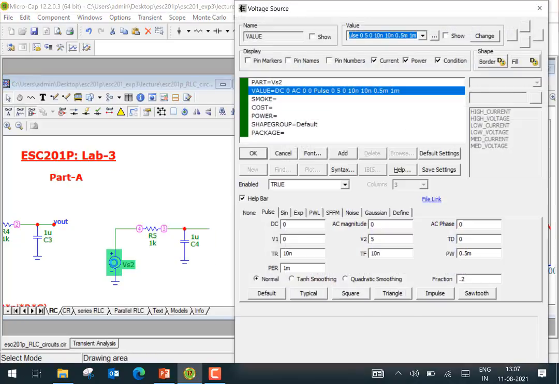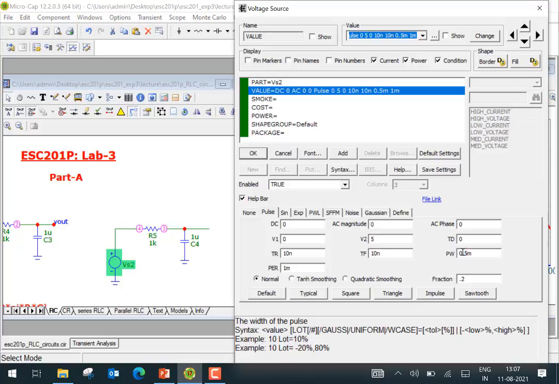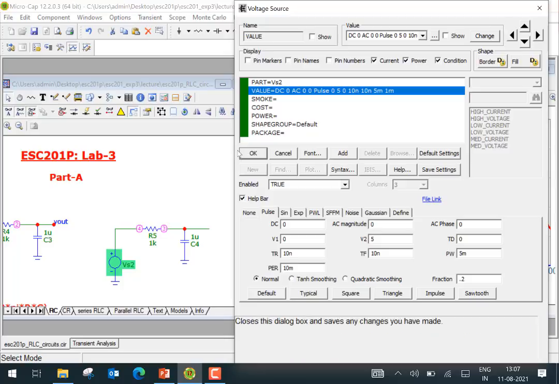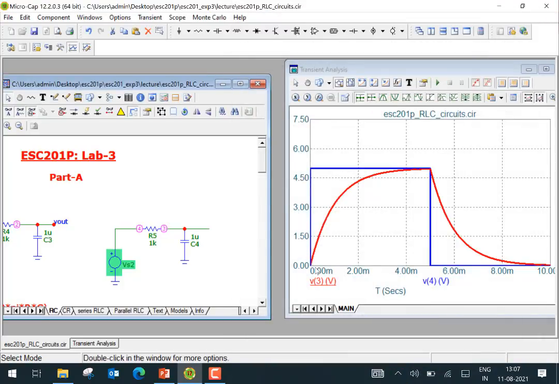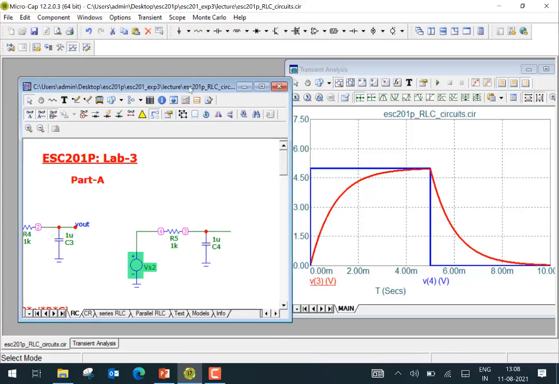Let me come back to the default mode here. So this was 5 milliseconds and this was 10 milliseconds. In this case, the time constant is small compared to the period, so there's enough time for the capacitor to fully charge. So that's the behavior of a simple RC circuit.